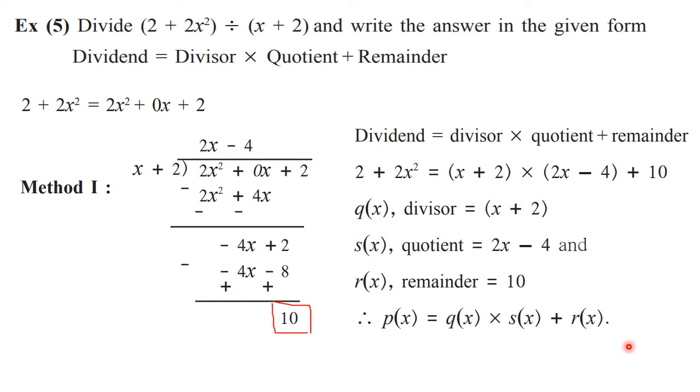Okay, so these were solved examples from the textbook. Now let's go ahead. This particular thing is called as what? Euclid's division lemma. That means this formula, dividend is equal to divisor into quotient plus remainder, this is called as Euclid's division lemma. Okay.